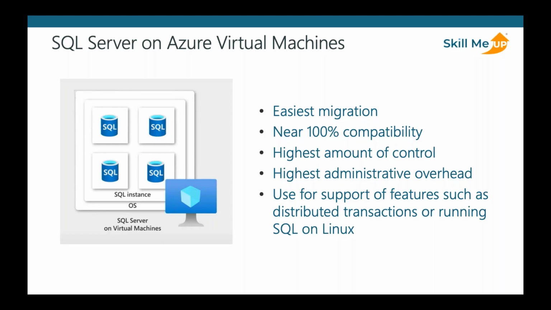When you're migrating from a SQL Server on-prem to an Azure virtual machine, that's also called a lift and shift. And it's one of the simplest types of migrations. If you want the minimum number of code changes and the fastest migration possible, this is what you're looking at doing.